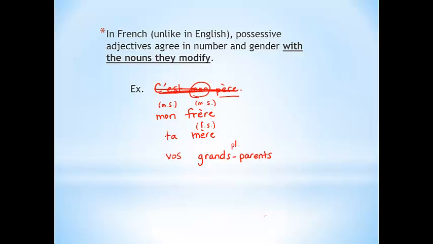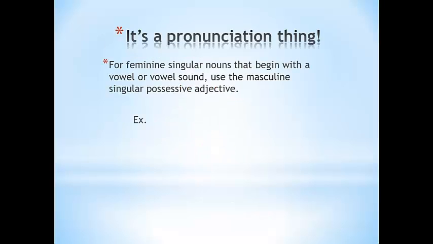Okay. All right. So this next part is a little tricky, but the tricky part really is remembering to do it. Okay. So for feminine singular nouns that begin with a vowel or vowel sound, we want to use the masculine singular possessive adjective. Seems kind of odd. Why would we use the masculine singular if it's a feminine noun? Well, it's a pronunciation thing.